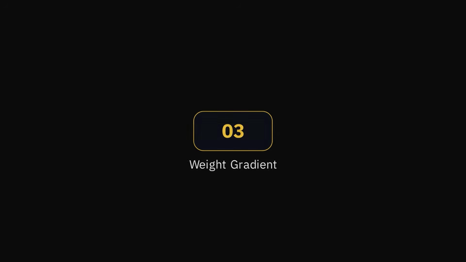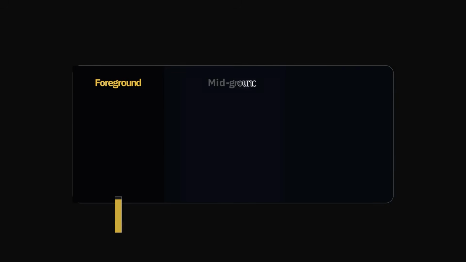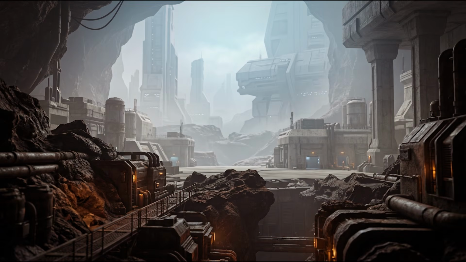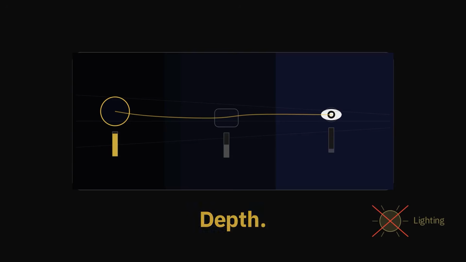The third thing is to create a weight gradient rather than just one heavy point with everything else equal. Think heavy subject, slightly lighter midground, light, airy background, or heavy foreground that gets lighter as things recede into the distance. That gradient gives the eye a path to follow. It creates a sense of depth that works even before your lighting says anything.